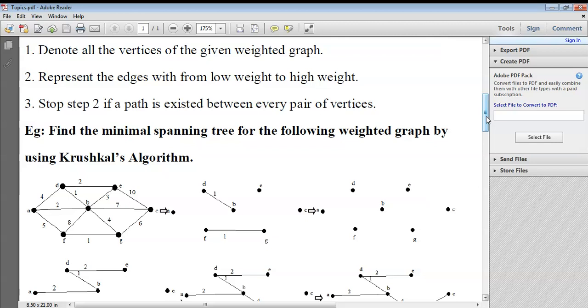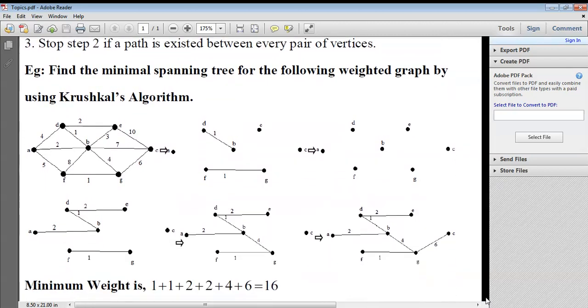So the Kruskal algorithm says first you need to take all the vertices. Then the second point says you need to start with a minimum weighted edge and move on to the maximum weighted edge. Then repeat step 2 until every pair of vertices is connected, that is, every pair of vertices has paths. Now let us see the example.